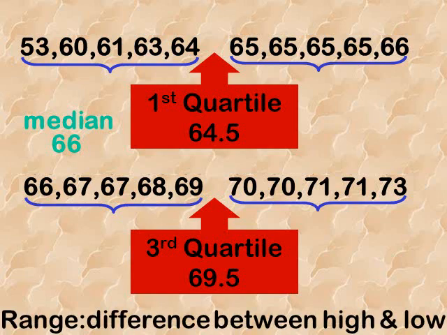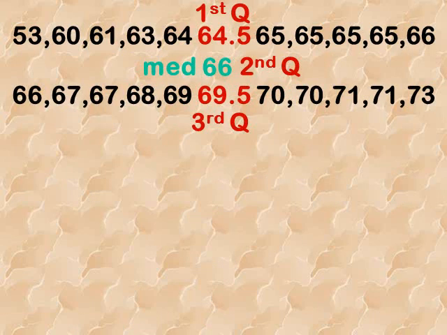The range of your data is the difference between the highest value, which is your maximum of 73, and your lowest value, which is your minimum of 53. The range for this data would be 20. The first quartile and the third quartile have a difference of 5. So your interquartile range would be 5.